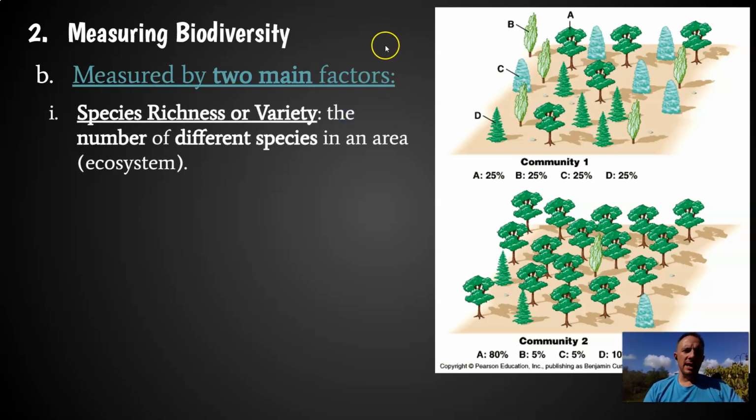What are we counting, though? We're counting two different factors. The first one is called species richness, or variety. This is the number of different species in an area. So when we're measuring biodiversity, if we say it has high biodiversity, what does that mean? Or if we say it has low? Well, one way to quantify that is to say it has high species richness. It has a high variety. In other words, there's a bunch of different species in that area, a high number of them.